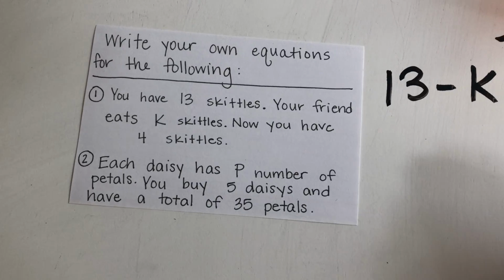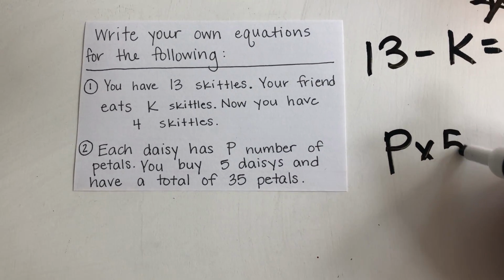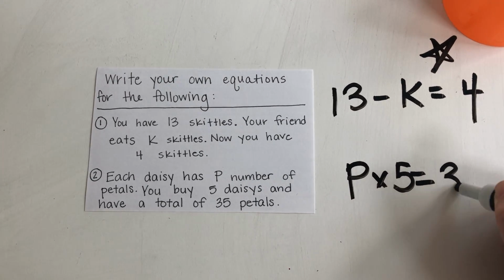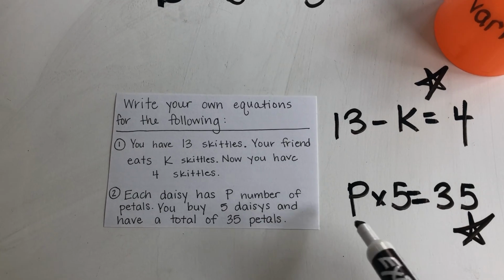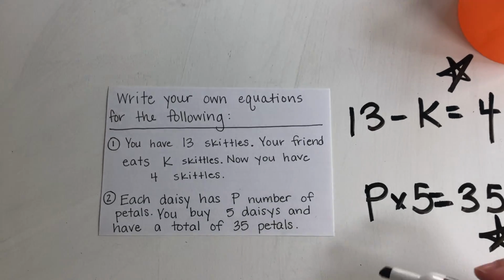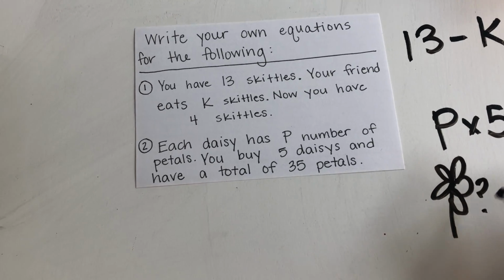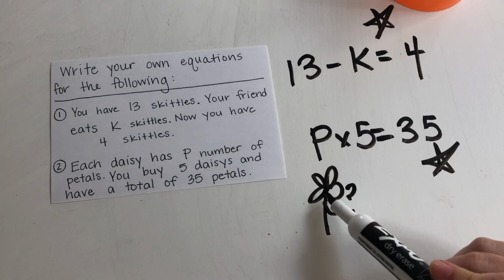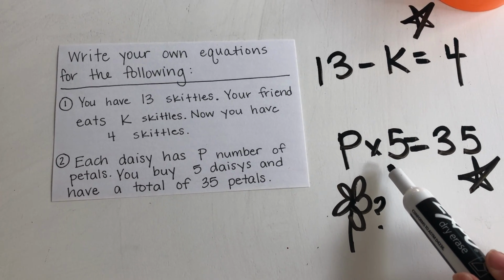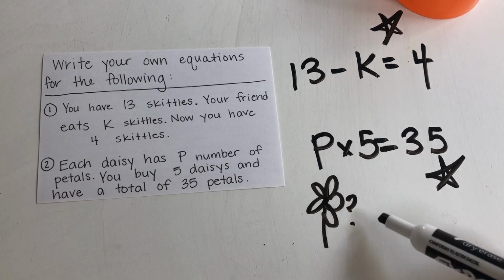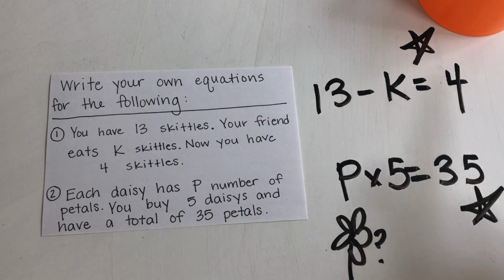Did you try it on your own? Did you get P times 5 equals 35? If you did, great job. I have a number of petals on a flower. I don't know how many petals there are, but I know that it's going to be the same number 5 times, repeated addition. At the end, if I count up all of my petals, it's going to give me 35. P times 5 equals 35.